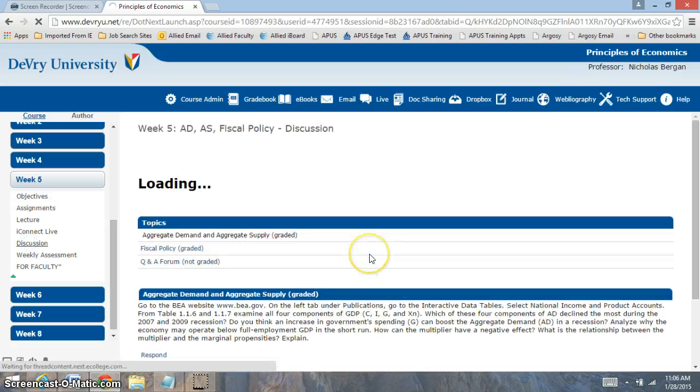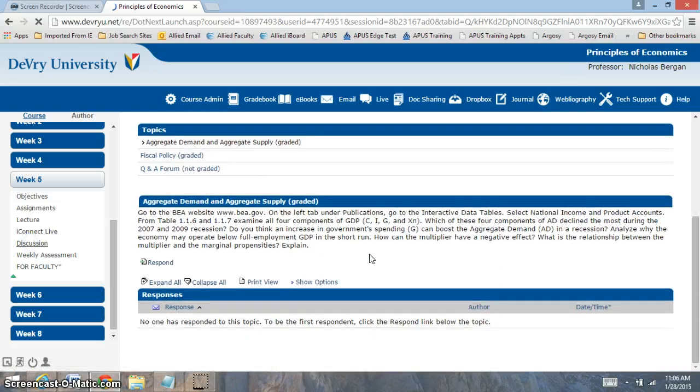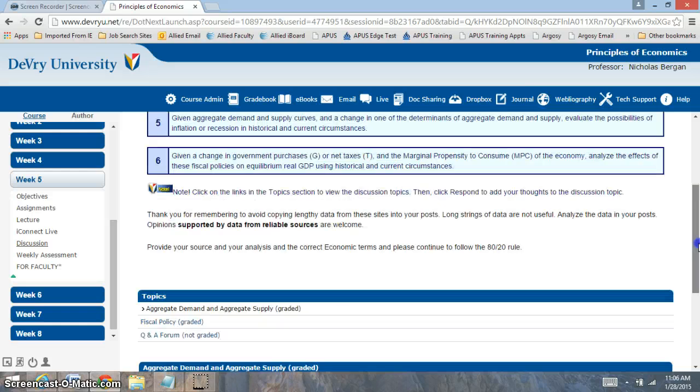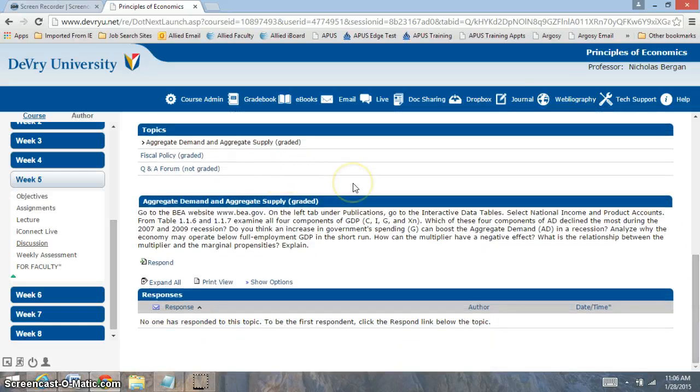So for the discussion this week, we're looking at going to the website and focusing on the tables. And we're looking at the 4 components of aggregate demand, which are consumers, investment, government spending, net exports. And how do those components influence the recession that our economy experienced? Then you're going to be looking at the role of government spending. And if there's an increase in government spending, how will that influence an economy that's in a recession? And how will that influence aggregate demand?